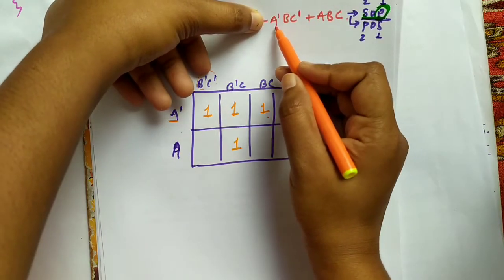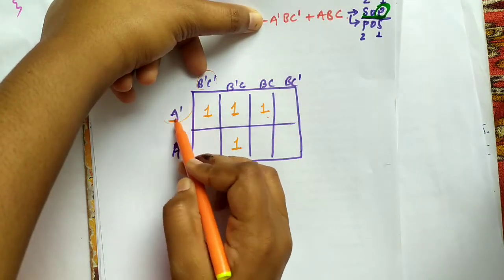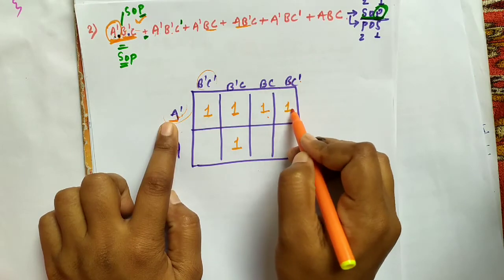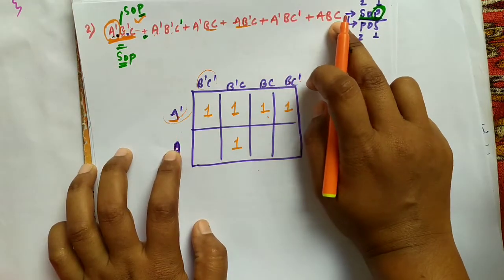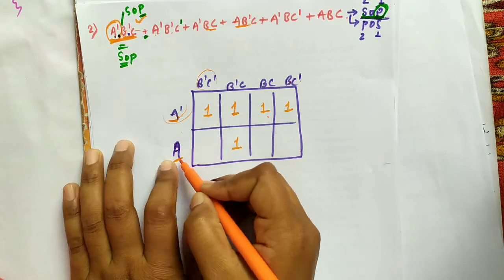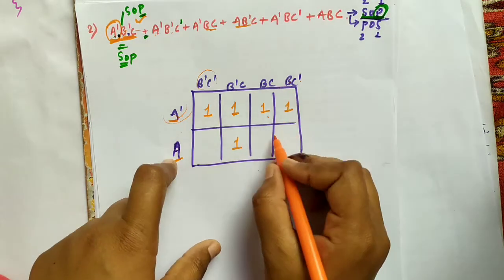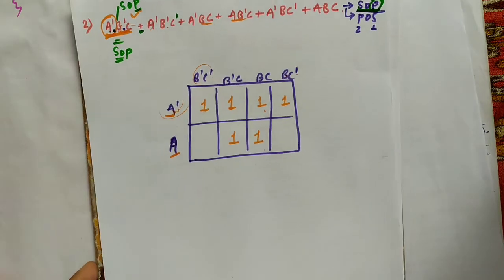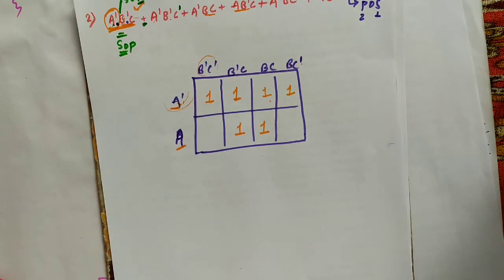The next one is A dash, BC dash. It is A dash and BC dash, that means this is the BC dash. So here we write 1. Then ABC. So this is A and BC, that means third column. So here we write 1. So now this is the design of the K-map after putting the values.